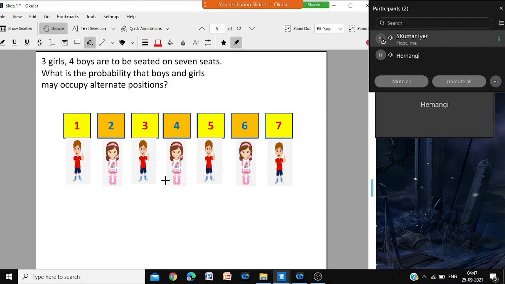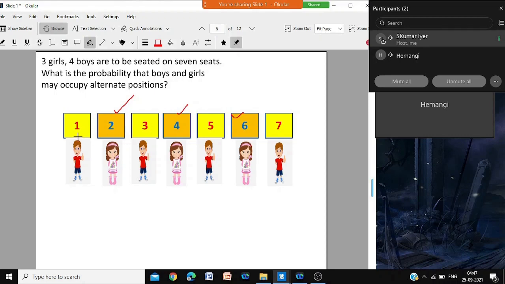Can we do it the other way? Can we put girls in the odd position and boys in the even position? Is it possible? Yes or no? No, it is not possible. I'll tell you why. Because there are only 3 even positions and you have got 4 boys. You have got even position 2, even position 4, even position 6. Only 3 even positions. I cannot accommodate 4 boys.